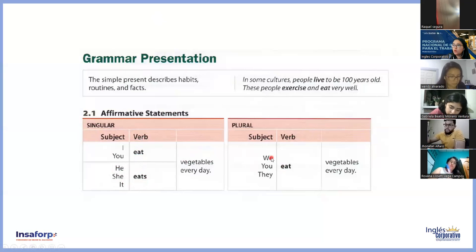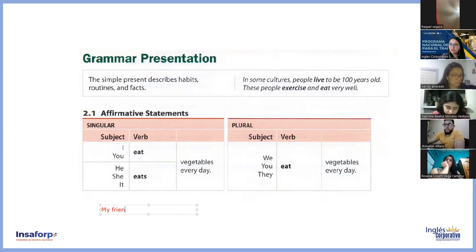¿Qué pasa si tengo we, you, they? El verbo queda igual. ¿Ok? No sé si hay dudas. Estos son los affirmatives. No questions. Ok, vamos a ver entonces. Vamos a ver este ejemplo entonces.